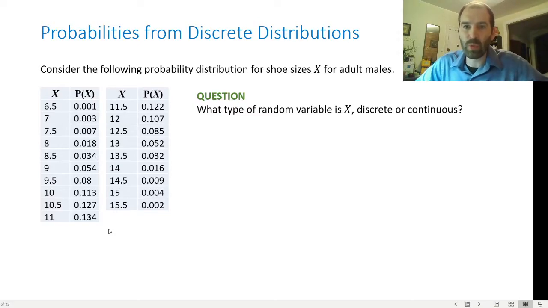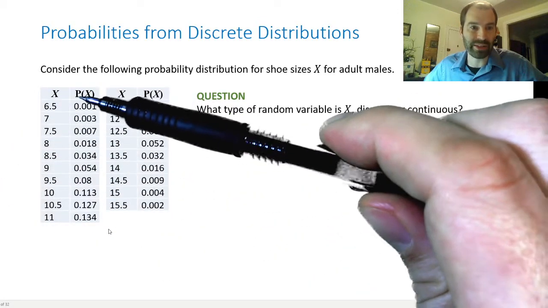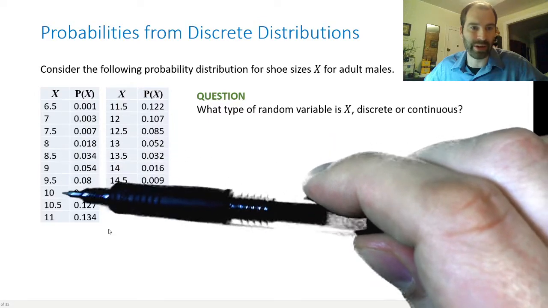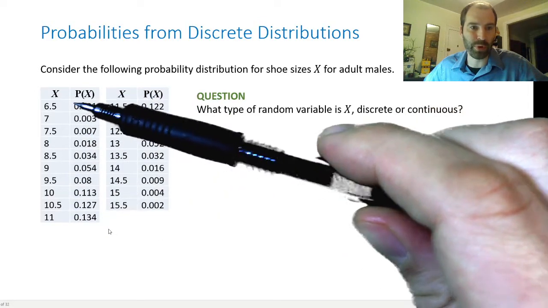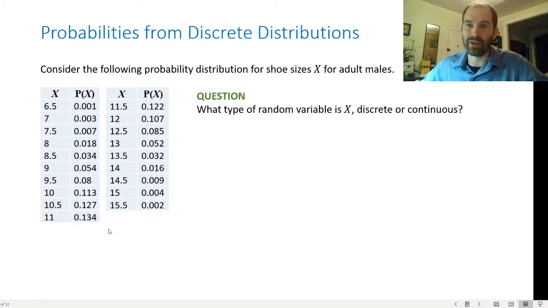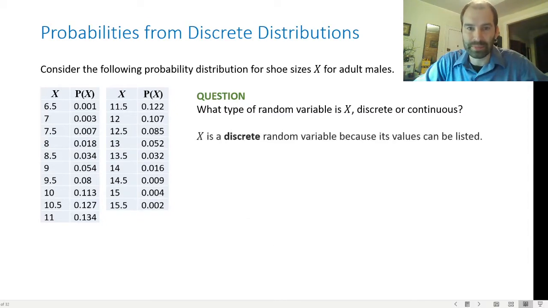So the first question is, what kind of random variable is x? Well, you should realize that it's discrete, and it's discrete because you can list its values, and that's what I've done. I've listed the possible values for x. They are listed in this table from 6.5 to 15.5. So that makes it discrete. If I can list all of the values, that means it's discrete.